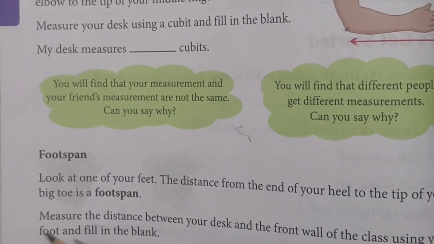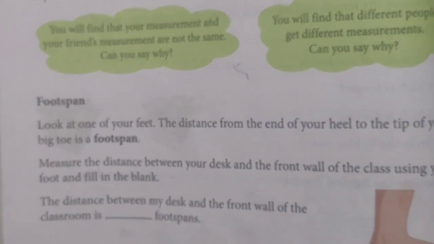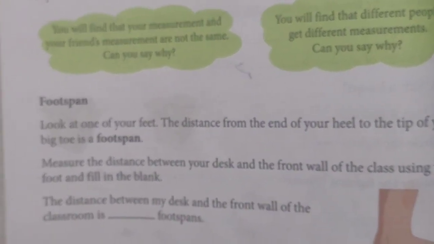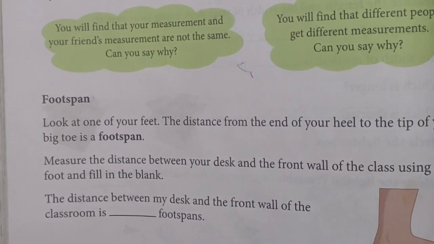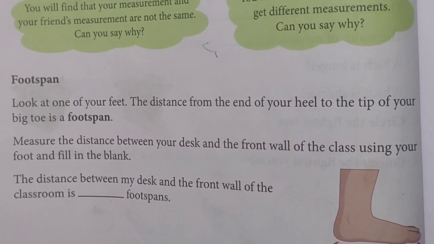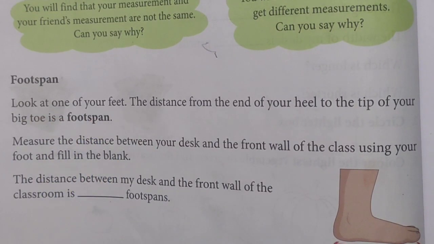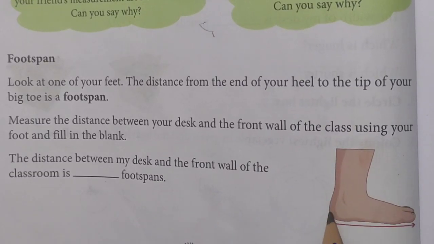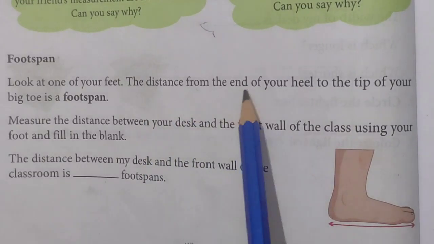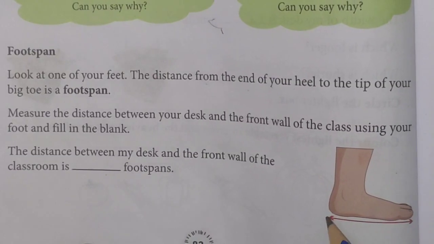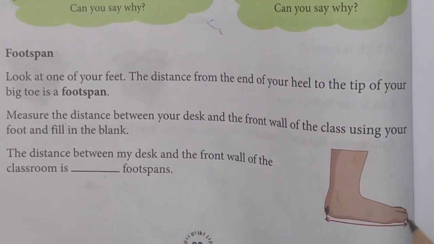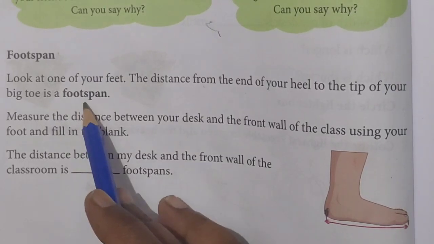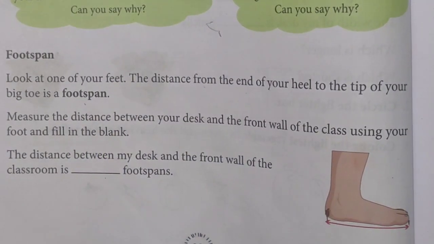Now see the next measuring part of our body we can use to measure length. That one is foot span. But what is meant by foot span? As handspan was there, then foot span. That means look at one part of your feet. Suppose the picture is shown here. That is the distance from the end of your heel to the tip of your big toe. This distance we call a foot span. What do we call that? Foot span.